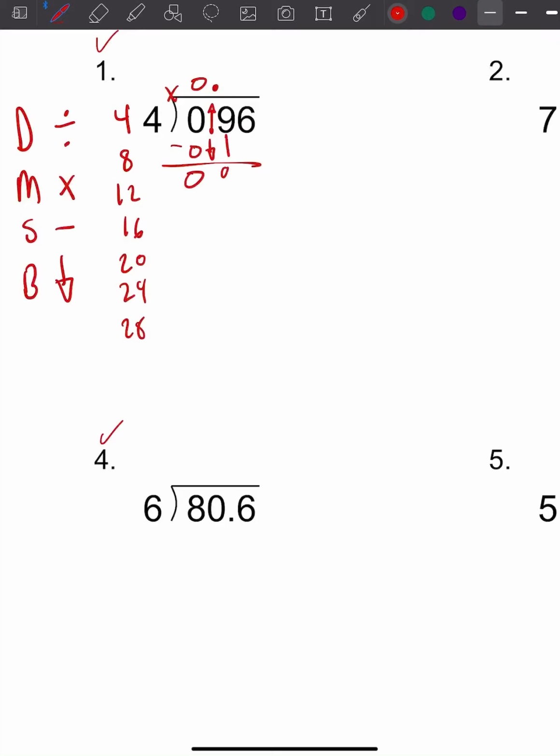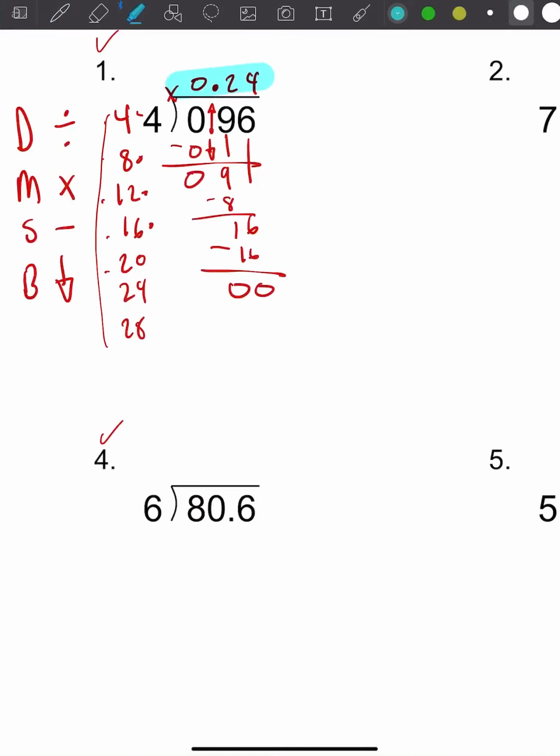Now I have a new number, 9. How many times can 4 go into 9? Yeah, 2 times. 4 times 2 is going to be 8. I'm going to subtract. I'm left with 1. Bring down my 6. Which one of these numbers can go into 16? Oh, there's a 16 here. That's 1, 2, 3, 4. So 4 times 4 is going to be 16. I subtract, and I'm left with no remainders. So we already found our answer. And we have no remainders, which is good. That's what we want to find.